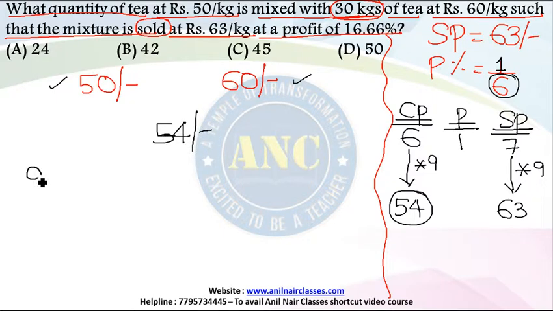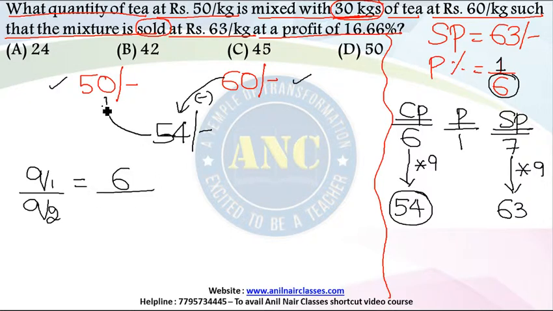Now I am damn sure that you know how to find Q1 by Q2 ratio by using the alligation concept. 60 minus 54, it is 6. 54 minus 50, it is 4. 6 by 4 is 3 by 2. That means first quantity is 3 kgs according to ratio. Second quantity is 2 kgs according to ratio.